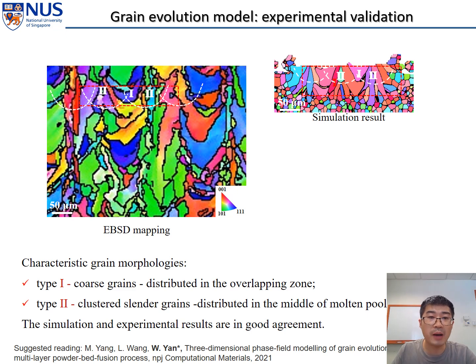So we did experiment to validate the model. This is the EBSD mapping from experiments, and this is our simulation results. Now you can see we can classify the grains into two types.